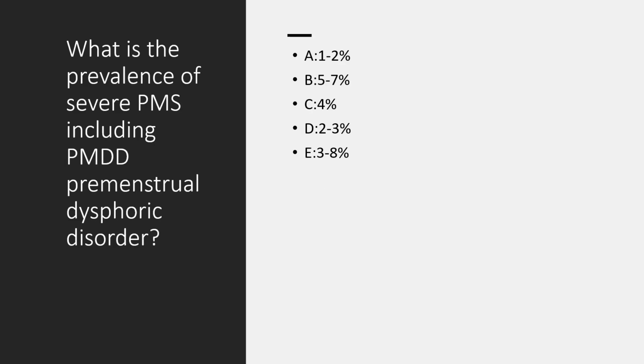Question number 2, what is the prevalence of severe PMS, including premenstrual dysphoric disorder? Is it A, 1 to 2%, B, 5 to 7%, C, 4%, D, 2 to 3%, or E, 3 to 8%? And the answer is E, 3 to 8%.